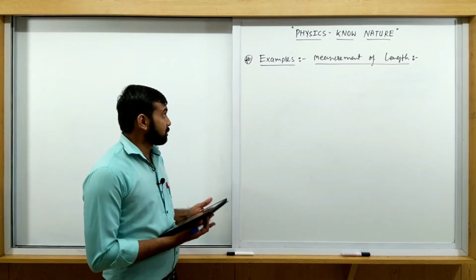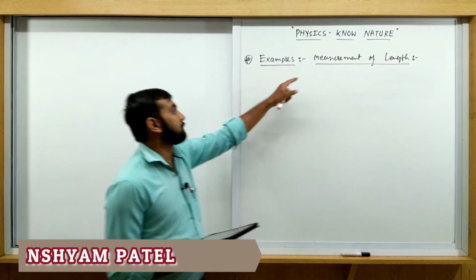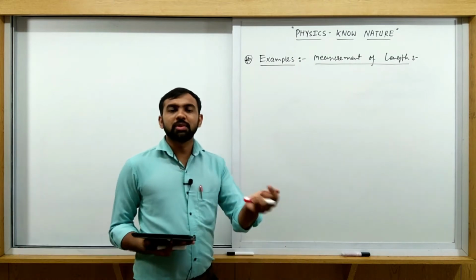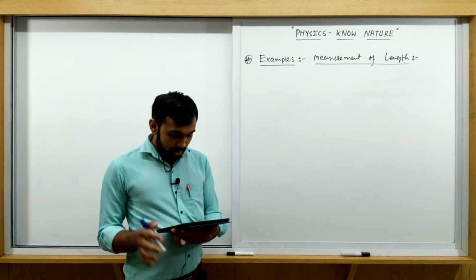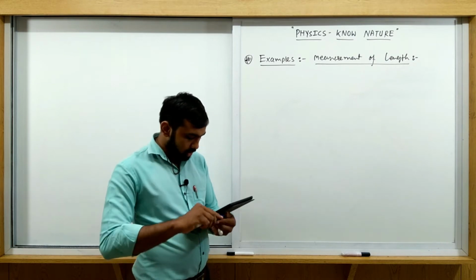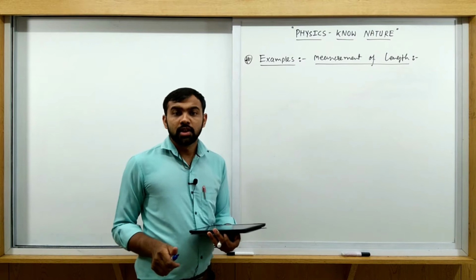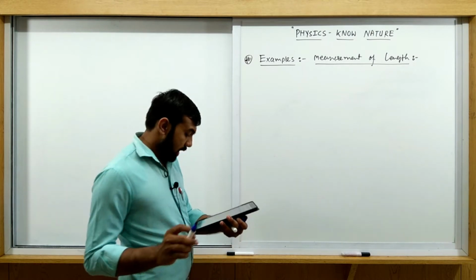Okay guys, let us come to discuss some examples which are based on measurement of length. We have different methods. You must remember all this theory. First we discuss illustration number 2.2. What is the meaning of illustration? Illustration means solved example.